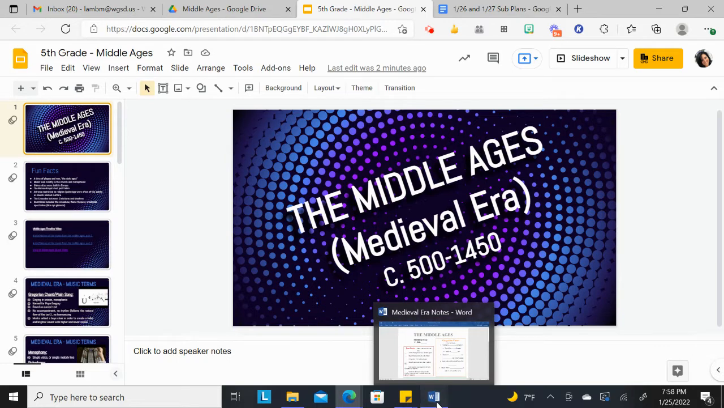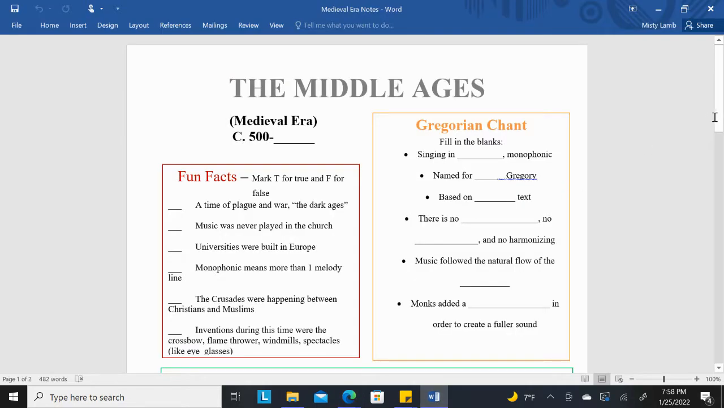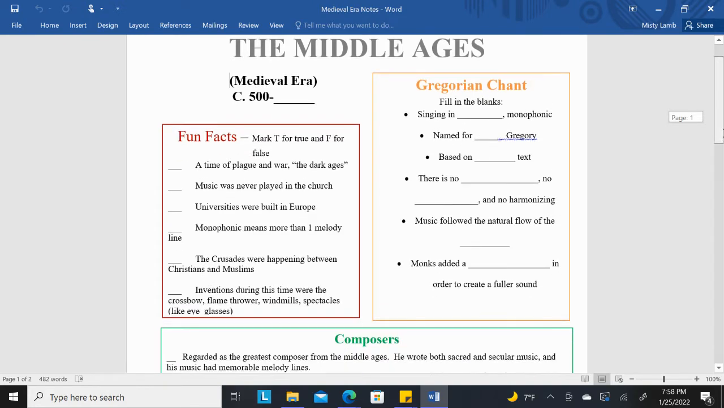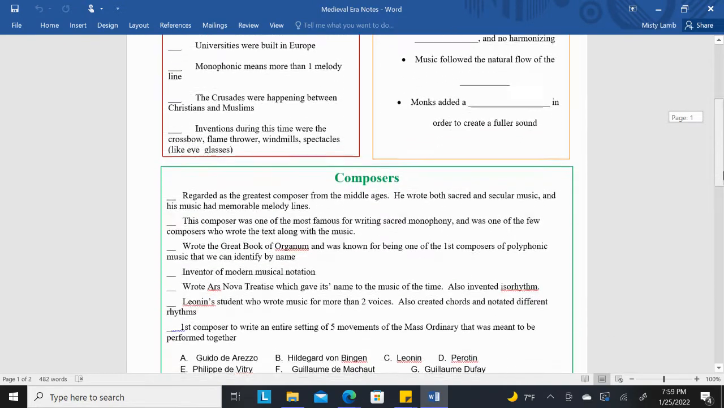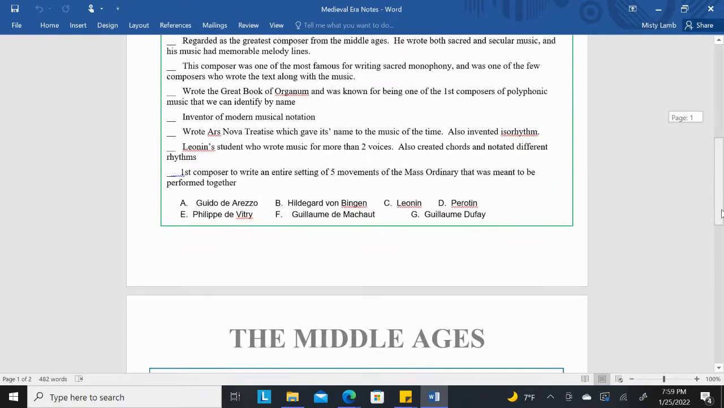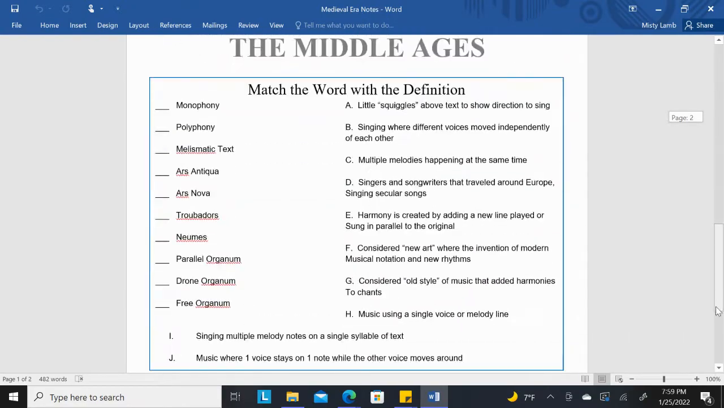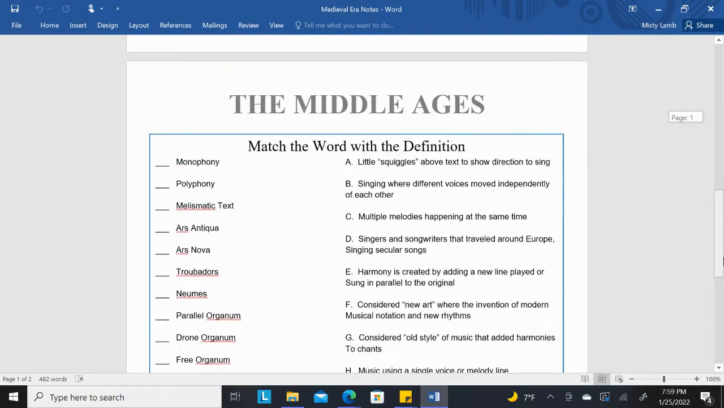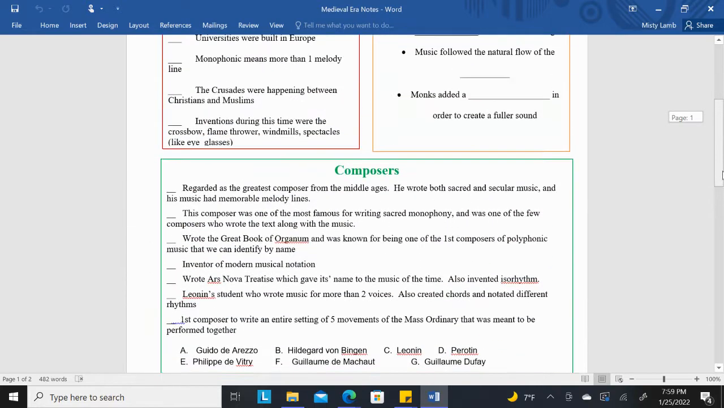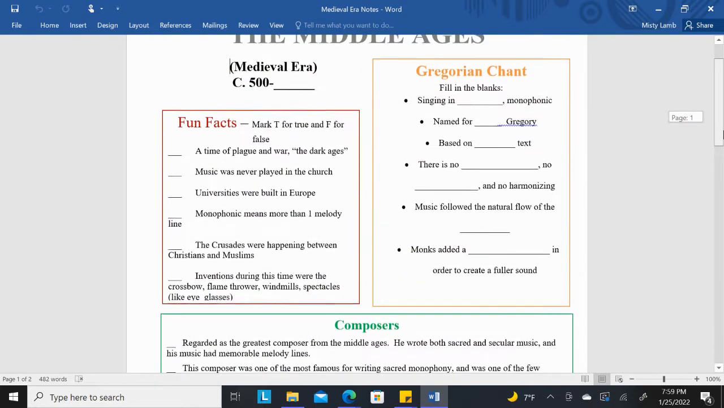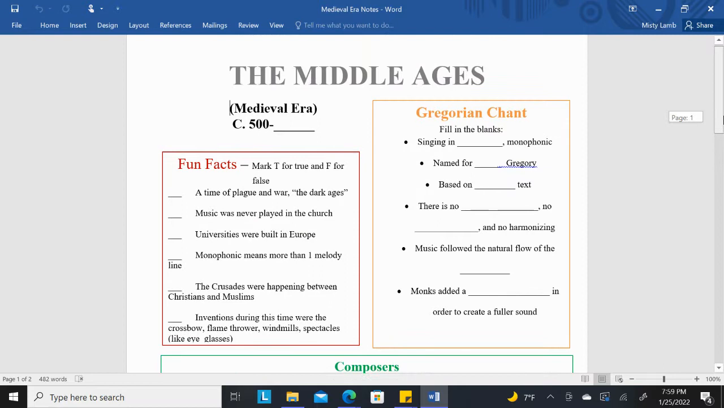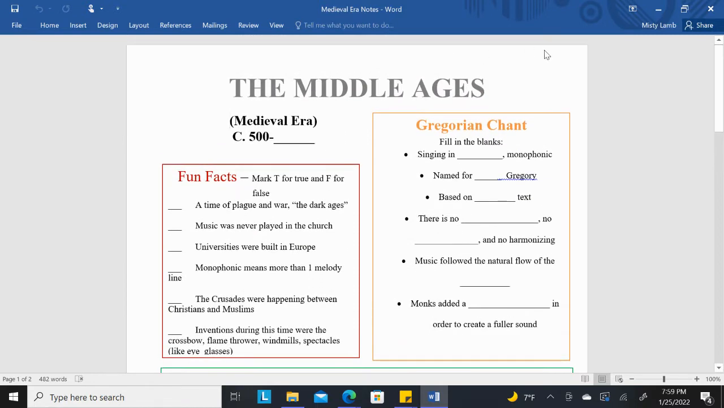Before we get started, make sure that you have this handout with you. They should be printed off on the back counter. It should be front and back, and there's different boxes that have different activities, whether it be true or false, fill in the blanks, matching. So make sure you put your name on this paper. And then as we go through, you are going to be able to fill this out.